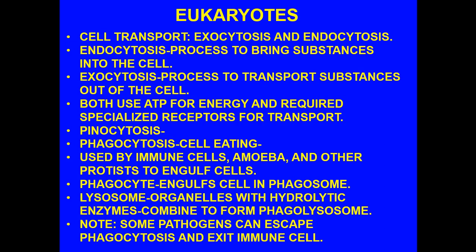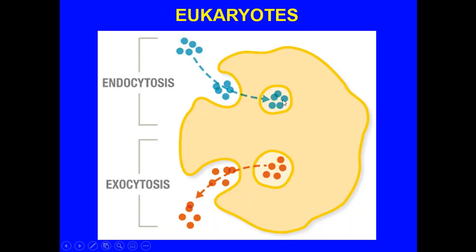Now, you have to note something else. Some pathogens can escape phagocytosis and exit the immune cell. We'll get more into this when we get into host-microbe interactions later on in the course. So here we have endocytosis. Something binds on, is engulfed, forms a vesicle here. Exocytosis is when you have a vesicle filled with certain substances, the vesicle fuses with the cell membrane, and the substances are expelled out.